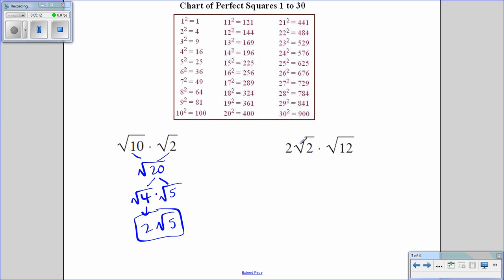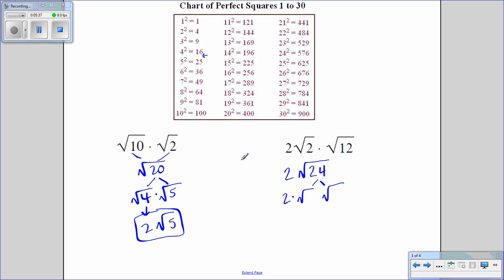Let's try another one. This one's got a number on the outside, and it's multiplying two radicals together. So this 2, I'll deal with that in a minute. 2 times 12 is 24. Now I'm going to split 24. I need to break this apart.